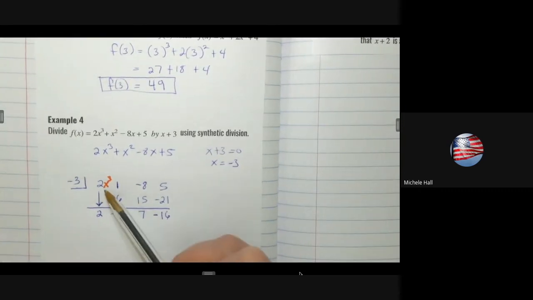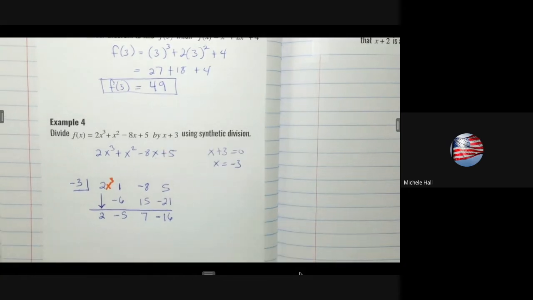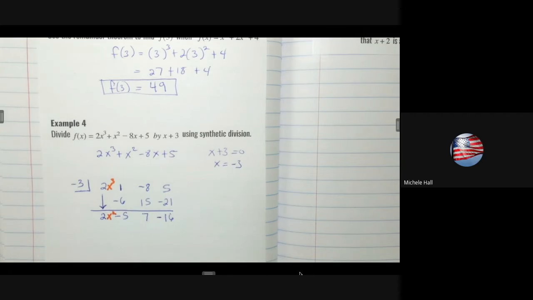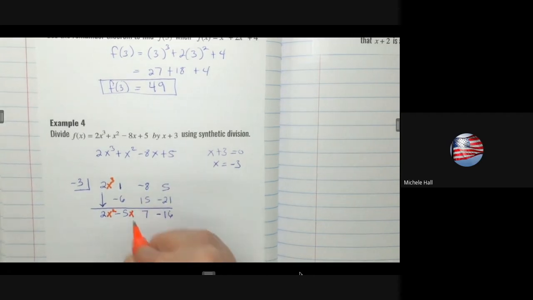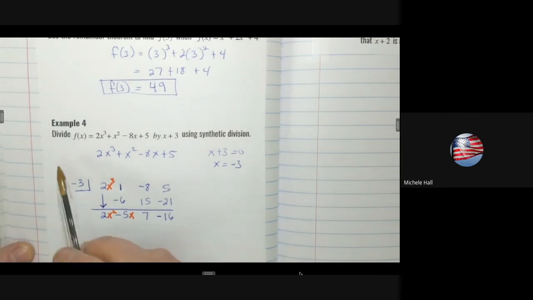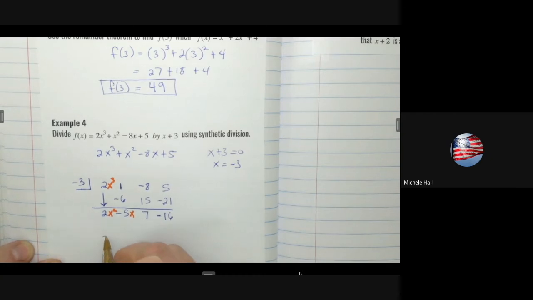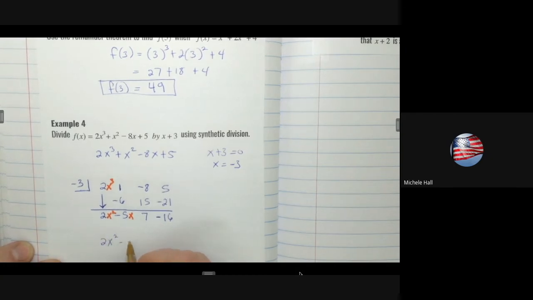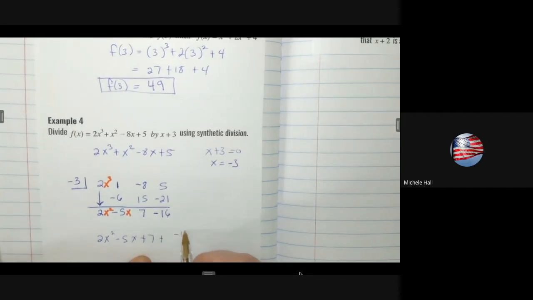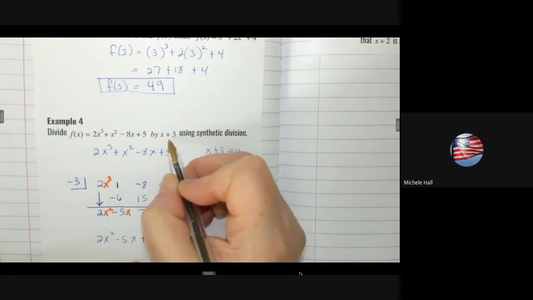When I have an x cubed and I divide it by an x, that brings it down a degree. So this is now x squared. This is my x. This is my constant. And this is my remainder. This is how you write your final answer. My final answer then would be 2x squared minus 5x plus 7. And then here's my remainder. So plus -16 over x plus 3.